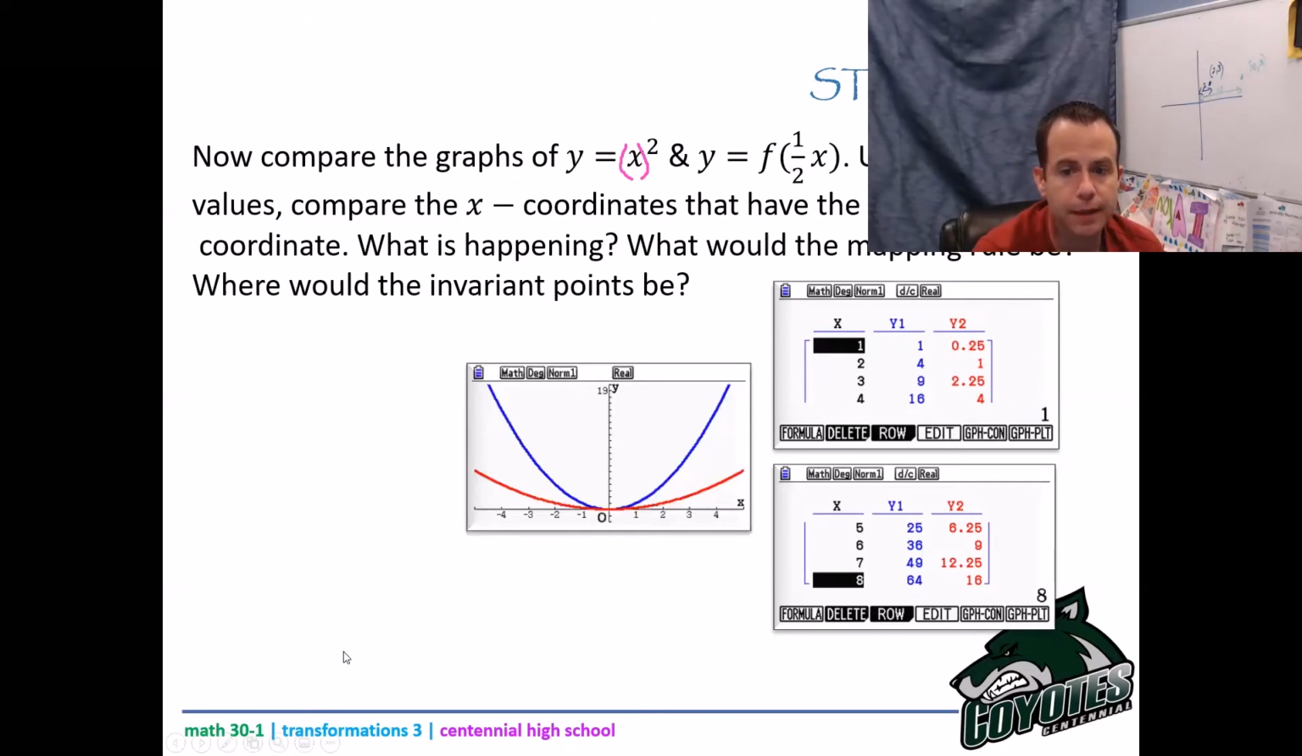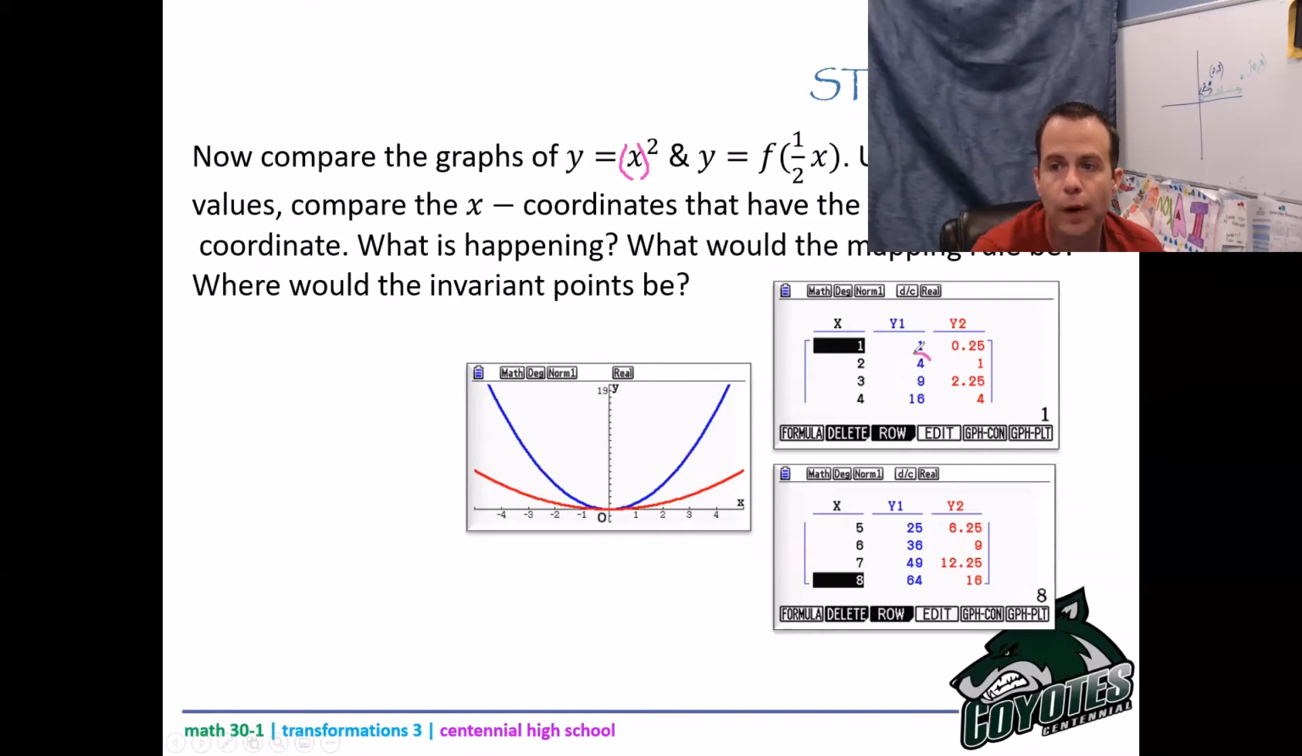So let me see if I can help you out with a visual here. And I'm going to say, okay, when y is 4, x moved from 2 to 4. Okay, so I'm picking on when y was 4. And originally, my x value was 2, but in the new graph, my x value moved to 4. Do you see what I'm saying?